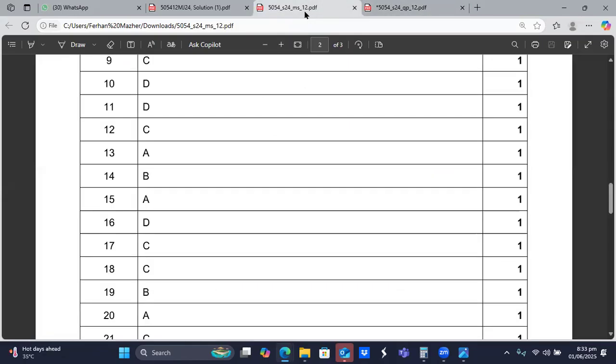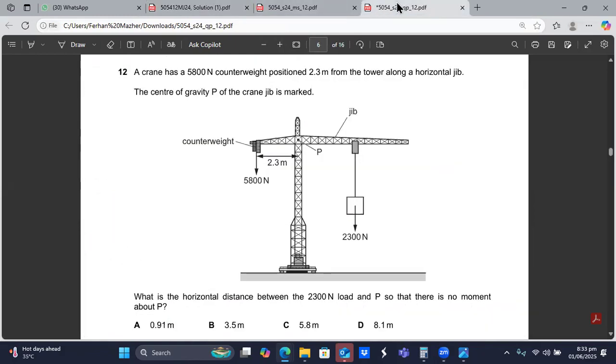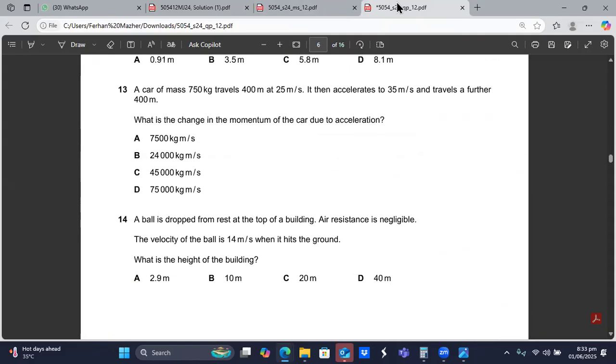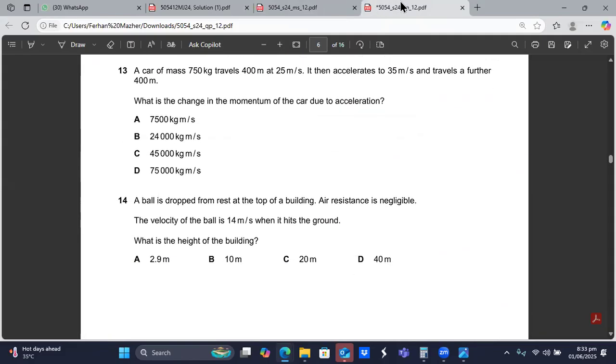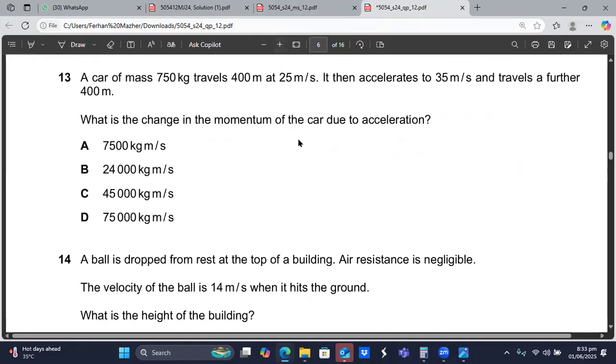Question number 12, C is the choice. This is how this numerical is done. This is the simplified diagram of that situation. So I hope this question number 12 is clear to you. Very simple, straightforward, academic type of question. Okay, question number 13 showing up on your screen.